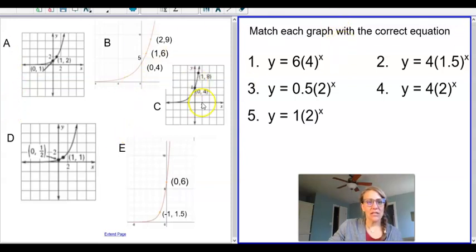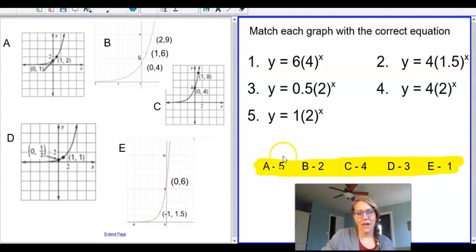So you can see A, B, C, D, and E graph. I want you to match it with the correct numbered equation. So graph A, which lettered equation does it go with? And you can go ahead and take the time to answer that multiple choice question now.